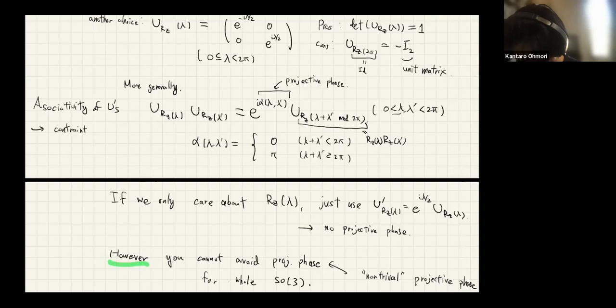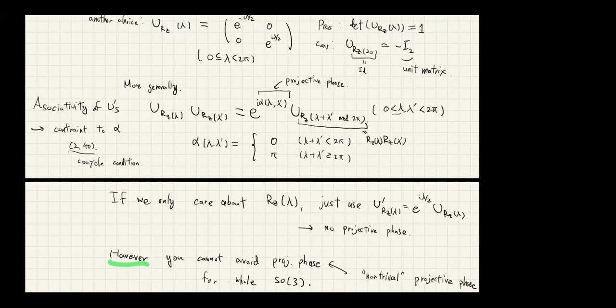If you open the lecture note, you can quickly see it in 2.6, and in the website version that's equation 2.40. That is the cocycle condition. Yeah, that's a good question. So what you are saying is that the projective phase is not free, it's constrained. Yes, it's constrained. Okay, thank you.